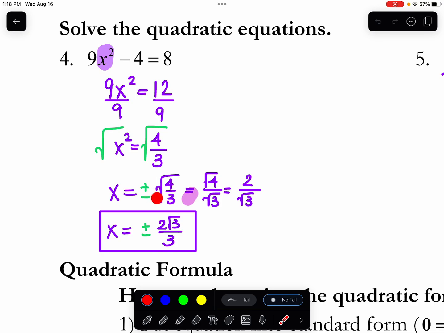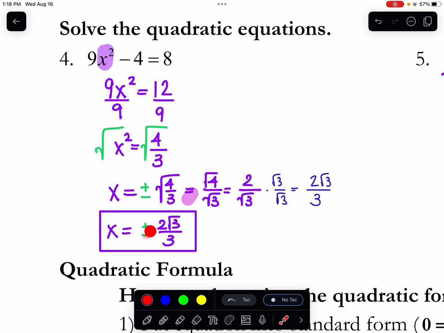Don't forget the plus or minus. Simplify as much as you can. So the square root of 4/3, we can give both the numerator and the denominator their own radical. The square root of 4 is 2. 2 over root 3. Now you could leave this as 2 over root 3, or you can rationalize by multiplying by root 3 over 3, and that's where we get the 2 root 3 over 3.